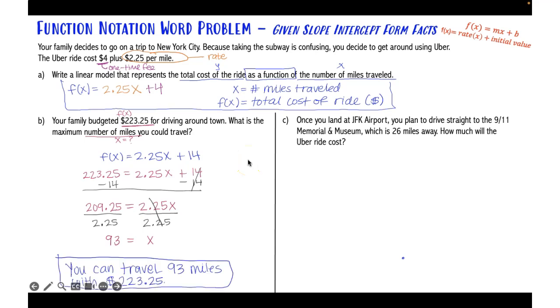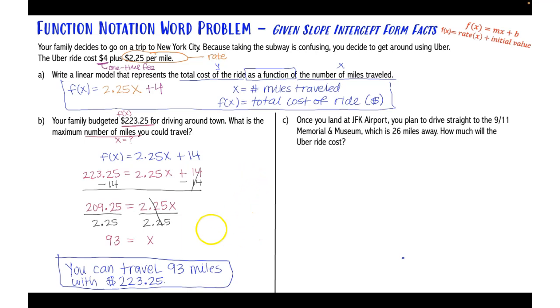This is a word problem, so make sure you finish with words. You can travel 93 miles with $223.25. Once you land at JFK Airport, you plan to drive straight to the 9/11 Memorial and Museum, which is 26 miles away. How much will the Uber ride cost?